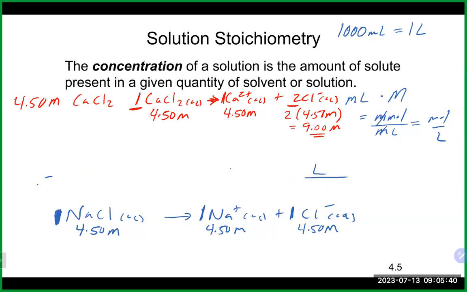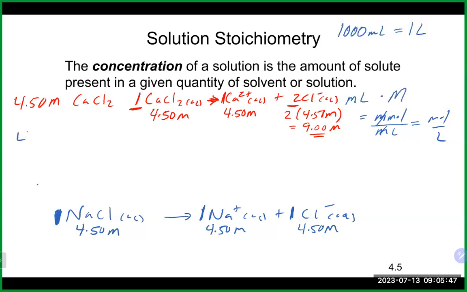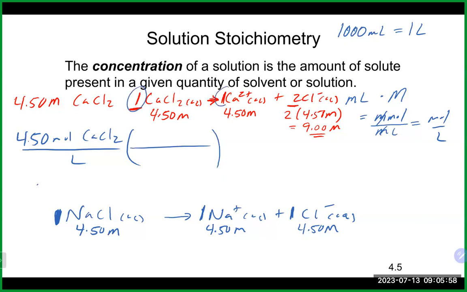So if we did our calcium chloride here, we would have 4.50 moles of calcium chloride per liter. It is just like in stoichiometry, a 1-to-1 relationship with our calcium. So 1 mole of the entire thing gives us 1 mole of our calcium. The moles of the entire thing cancel, and we end up with 4.5 moles per liter of our calcium ions.